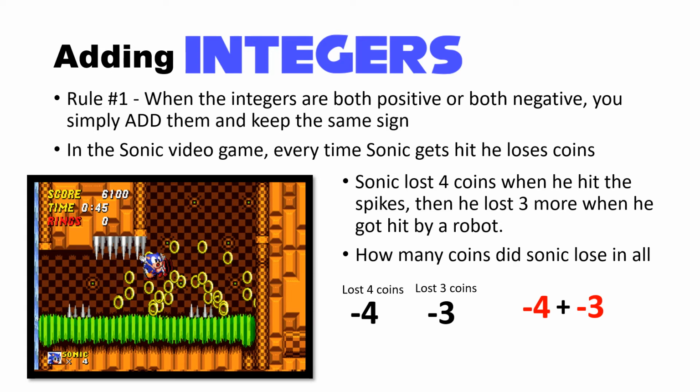Now I'm going to highlight the rule again for you. If they're both negative, you simply add and keep the same sign. So both positive or both negative, we're just going to add them and keep the same sign. So 4 plus 3 is 7. But we're going to keep the same sign, so the answer is going to be negative 7. So remember, anytime both numbers are positive or both numbers are negative, you're simply going to add the absolute values. So 4 plus 3 is 7, but because they're both negative, we keep that same sign. So our answer is negative 7.